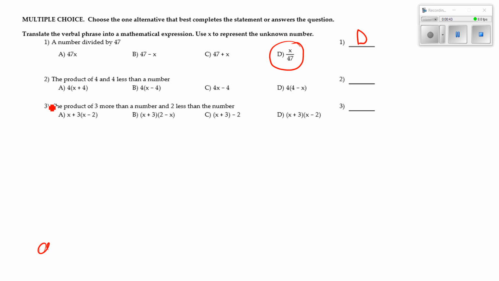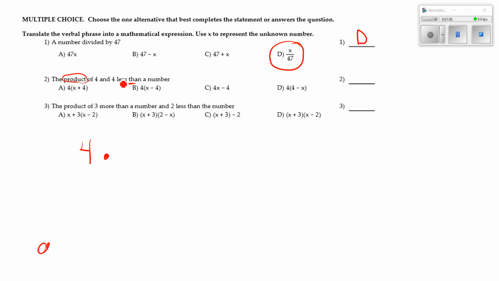Now number two and number three is where people started having some trouble. It says the product of 4 and 4 less than a number. Well, product means to multiply. So there's a word that you should know. So I'm going to multiply. What am I going to multiply? 4 and then 4 less than a number.